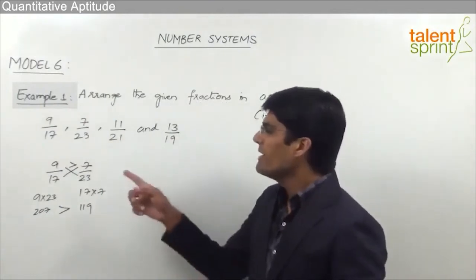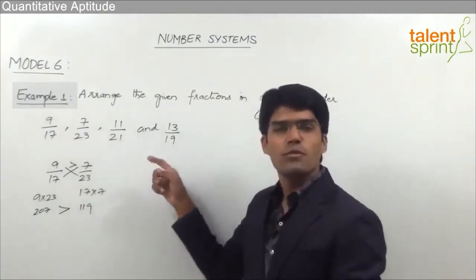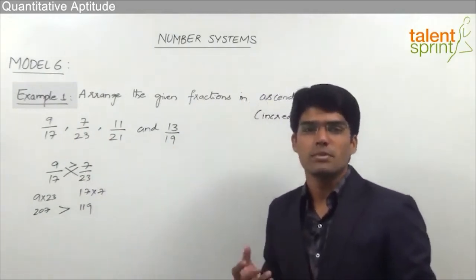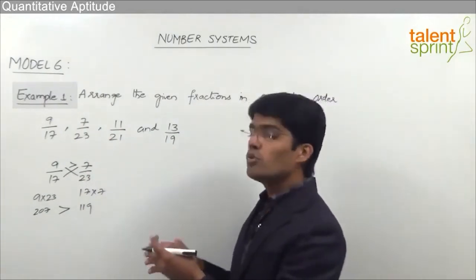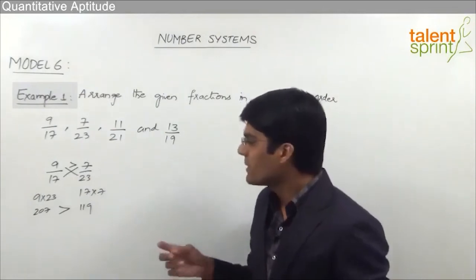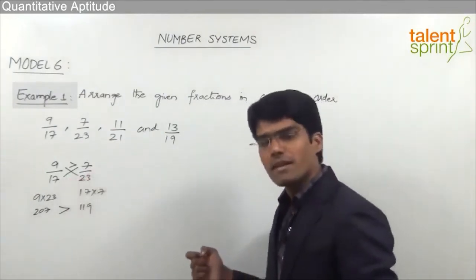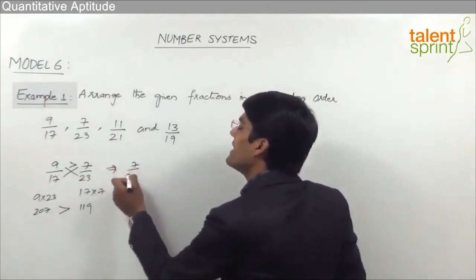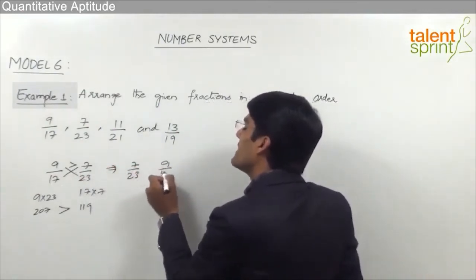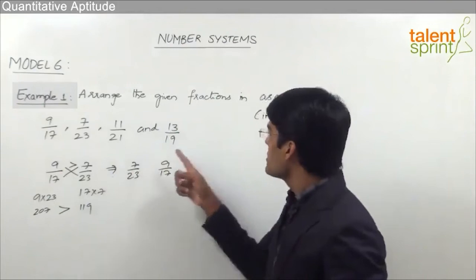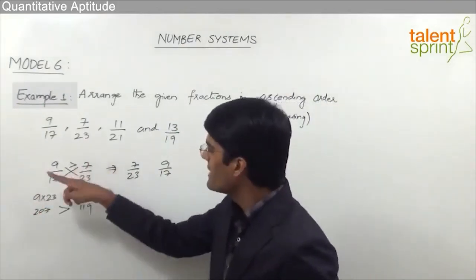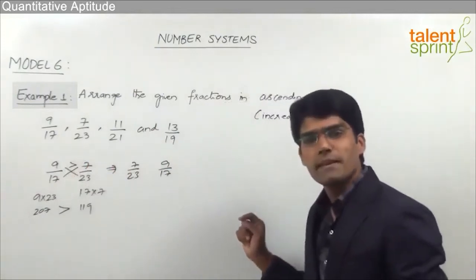But friends, going by cross multiplication to arrange four fractions in ascending or descending order will become a very lengthy procedure. Why? Because here we need to do multiple comparisons. For example, once the first two fractions have been compared, we can say that the correct order should be 7 by 23 and then followed by 9 by 17. Why? Because we are arranging them in increasing order. So the smaller fraction should come first. So 7 by 23 is first, followed by 9 by 17.